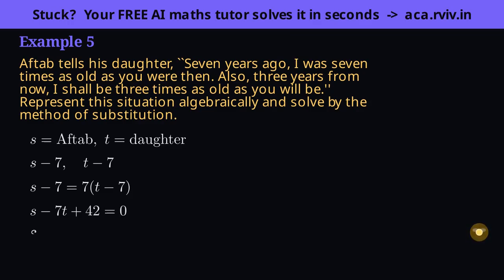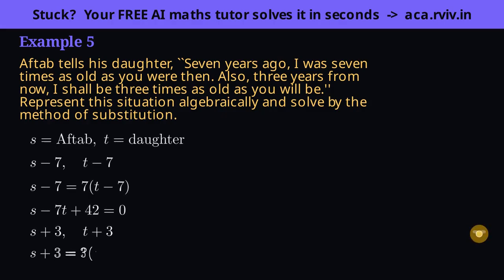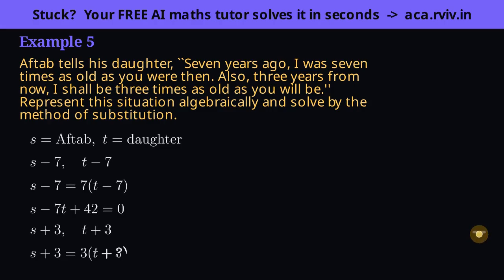On to the second fact. Three years from now, this time fast forward both ages by 3. Aftab will be S plus 3, his daughter T plus 3. Same shift for both, just forward instead of back. At that future moment he'll be 3 times as old as she is. So his future age equals 3 times her future age: S plus 3 equals 3 times the quantity T plus 3.